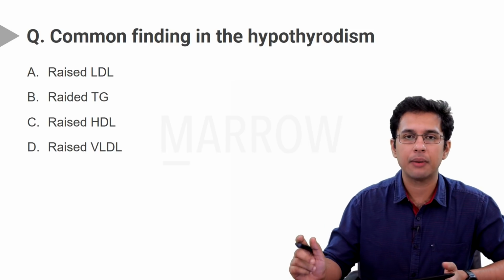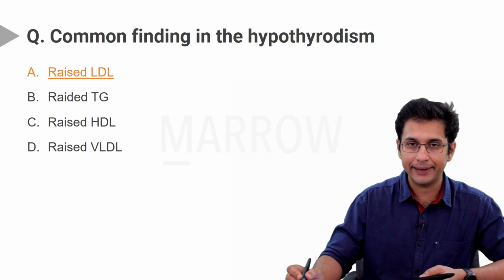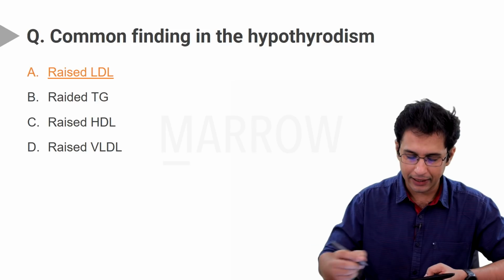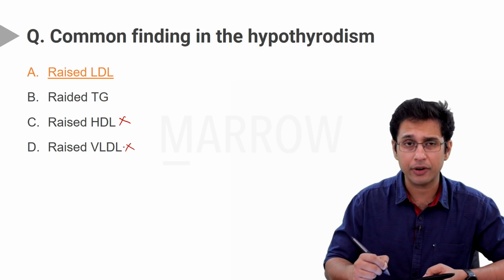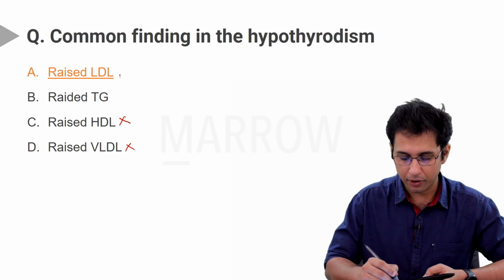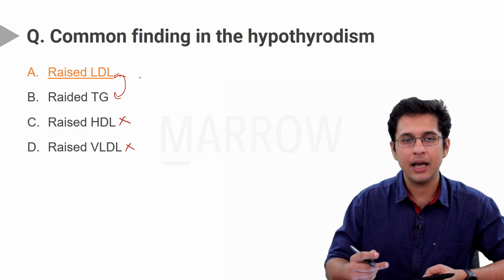Common finding in hypothyroidism. Answer is raised LDL. You can detect this question. Basically, it's not going to be a raised HDL. VLDL, nobody worries about. Then it's a question about TG and LDL. The answer is raised LDL.